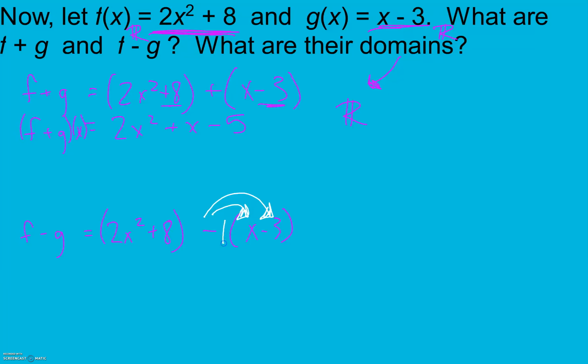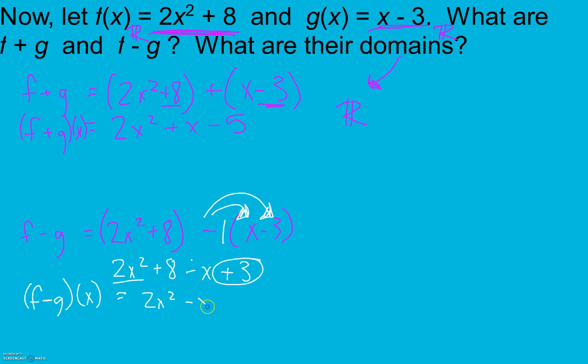It's like we're multiplying by a negative 1. So I'm going to have 2x squared plus 8 minus x plus 3. Most people remember to change this sign, but forget about this one here. Don't let that be you. Now, we can combine our like terms, just like we did with the addition. 2x squared minus x plus 11.